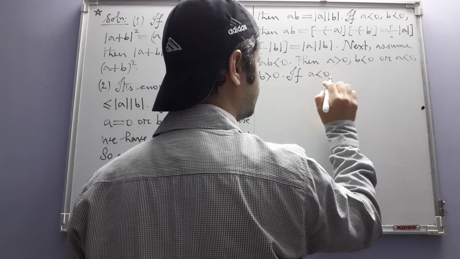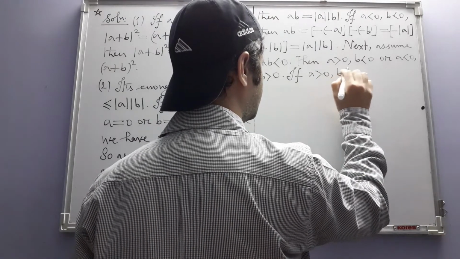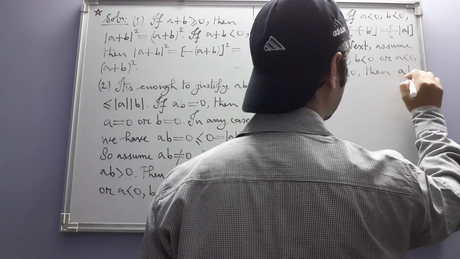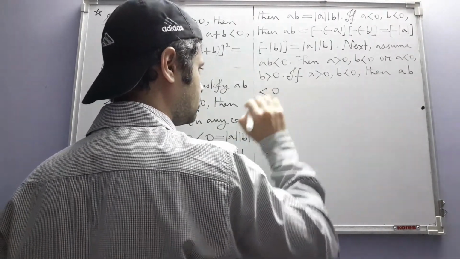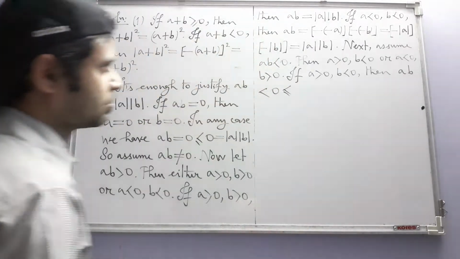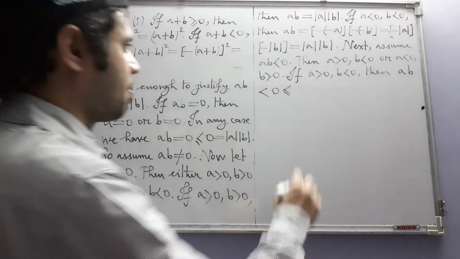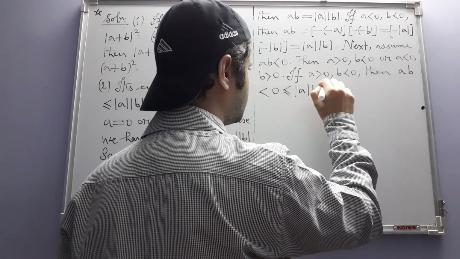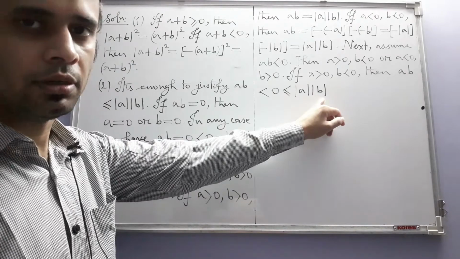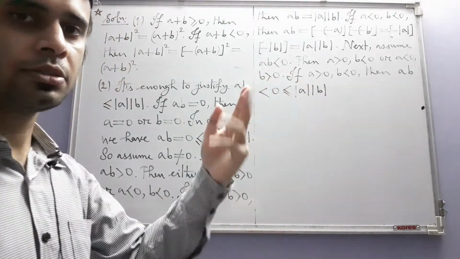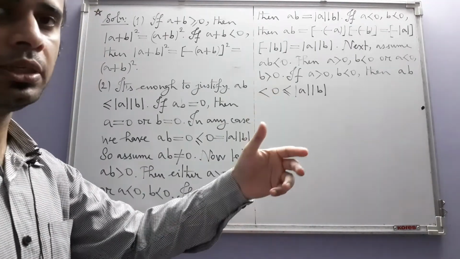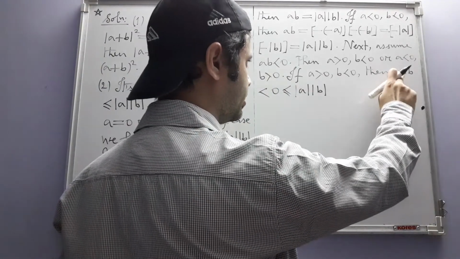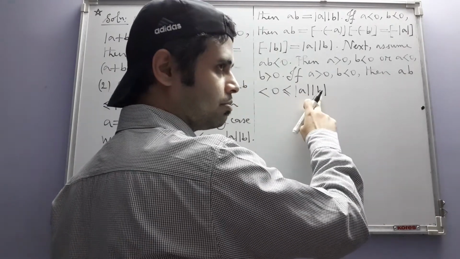If A is positive and B is negative, then AB is negative, and 0 is always less than or equal to this, because each one of these real numbers is a non-negative real number. Absolute value is always non-negative, so each one of them is greater than or equal to 0, so their product is also greater than or equal to 0. So in this case we have strict inequality: AB is strictly less than mod A times mod B.